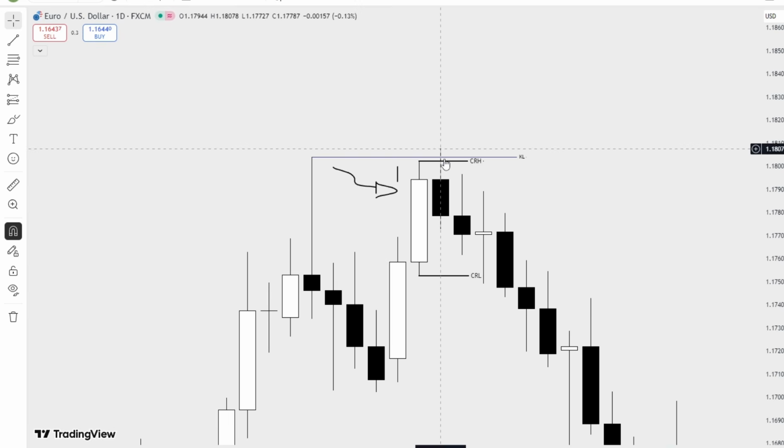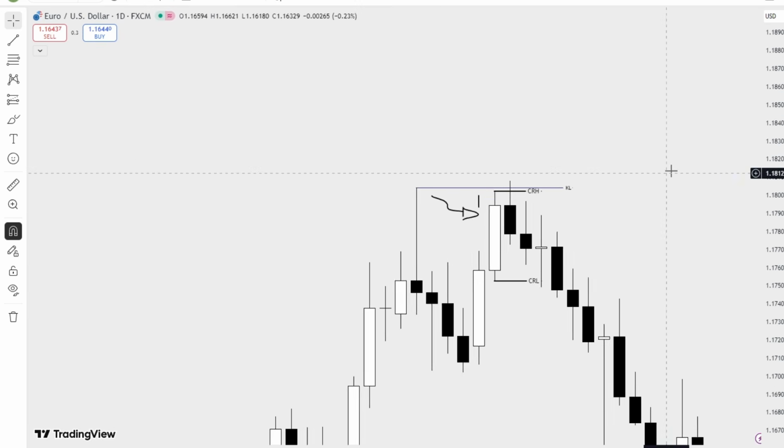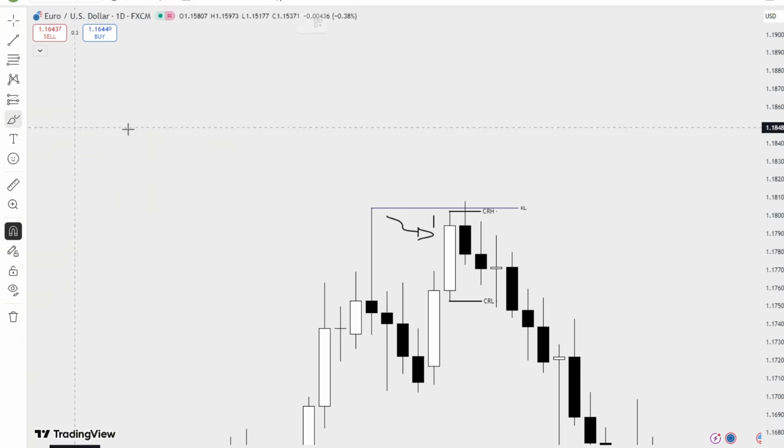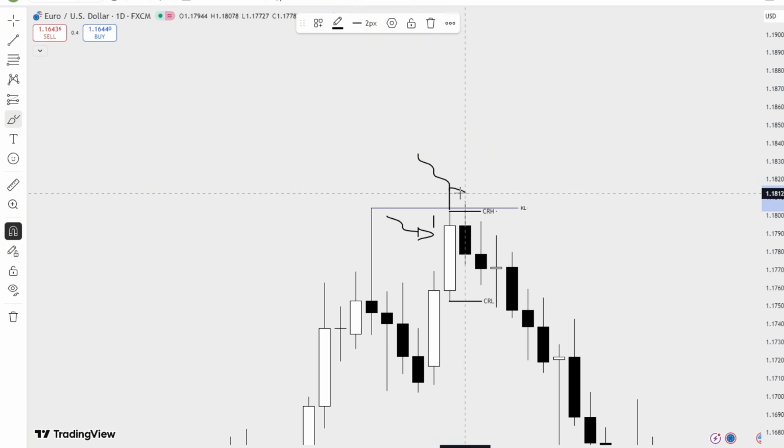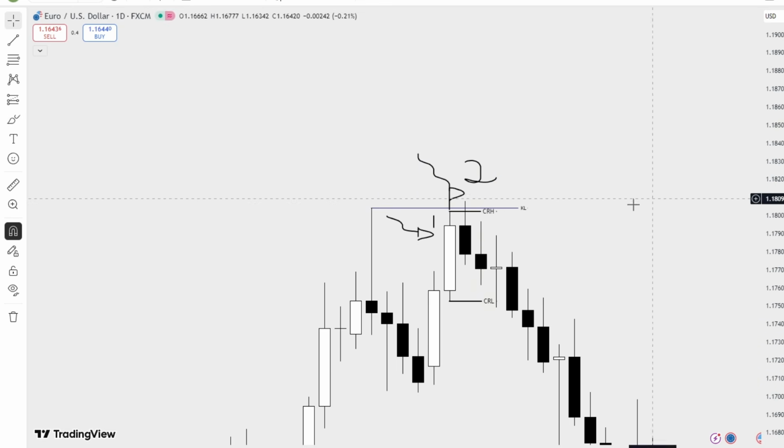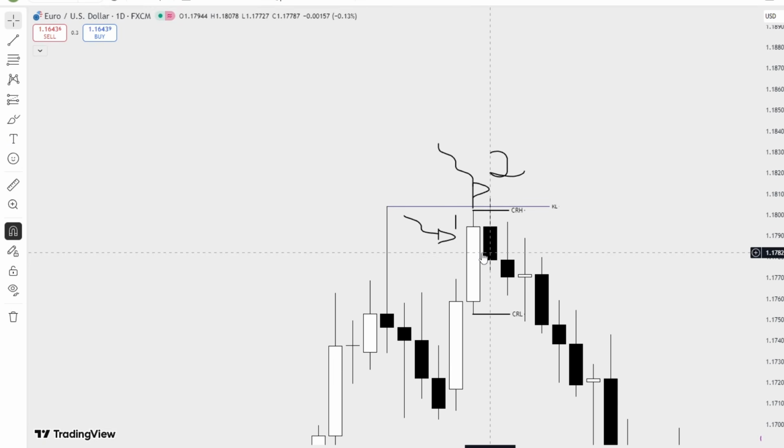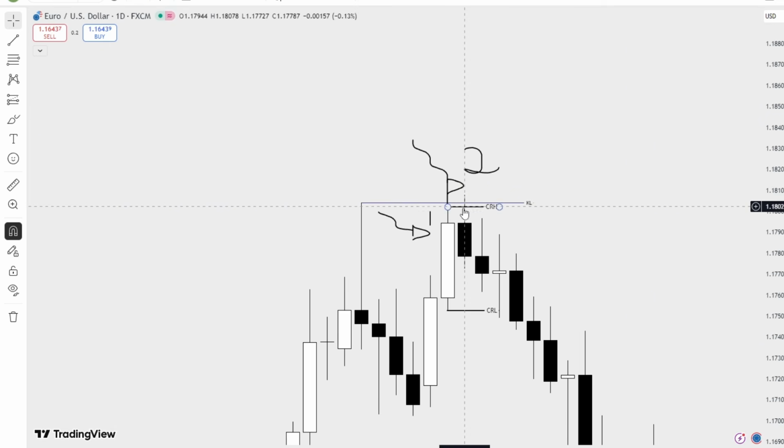The second candle right here is your confirmation candle. This candle here is your confirmation candle because it purged your CRT high, your candle range high, and purged the liquidity of the key level, right? And this candle must close inside of your range. If this candle closes above, outside right here, you disregard it.